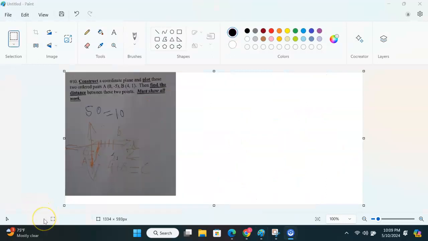All right, here is number 10. Okay, we spent, if I remember correctly, over 30 minutes just to do this problem with you. And nothing in here actually makes any sense at all. All right, 50 equal to 10. I'm not quite sure what that means.